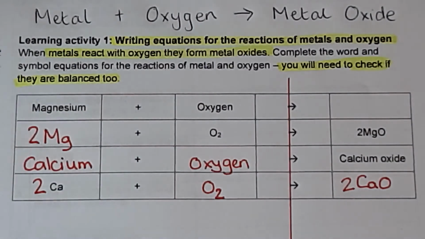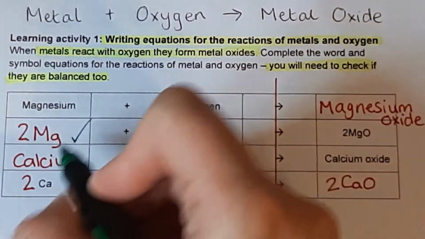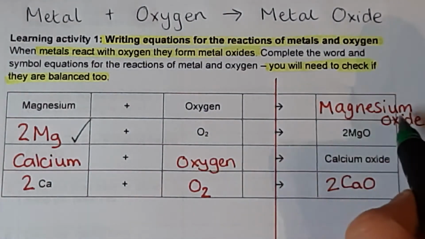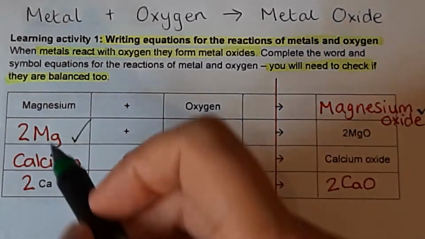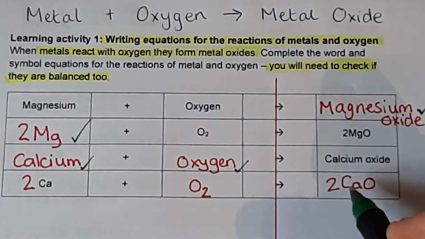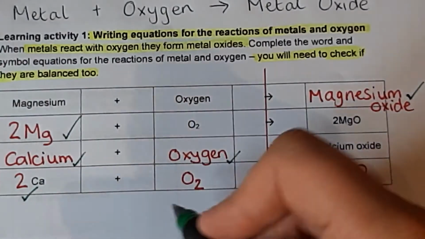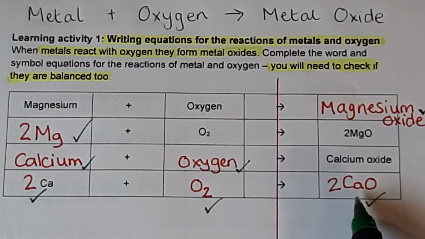So let's go through that. We have 2 magnesium, which must be a capital M and a lowercase g, and you must have 2 of them. And magnesium oxide was what you needed to write here. Okay, and then next we have calcium plus oxygen to form the calcium oxide that we're given, and 2 lots of calcium, O2, and 2 lots of calcium oxide, which is CaO. And C must be capitalised, and the a must be small, and the O must be capitalised.